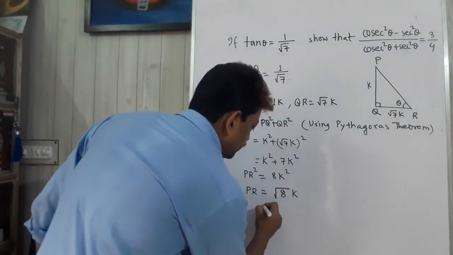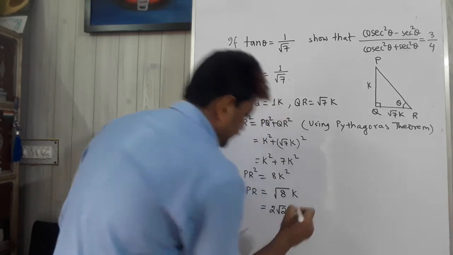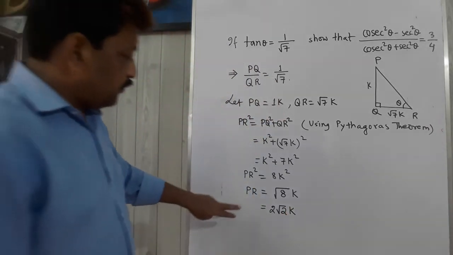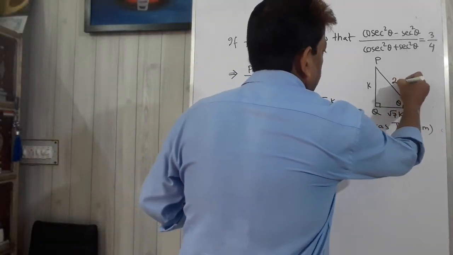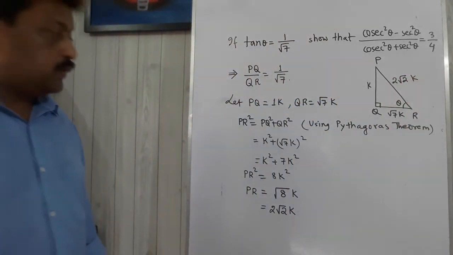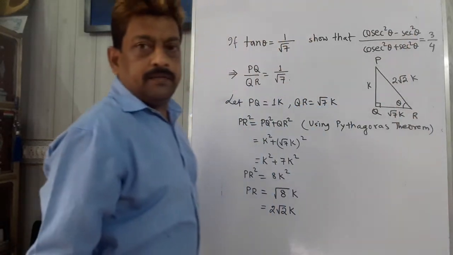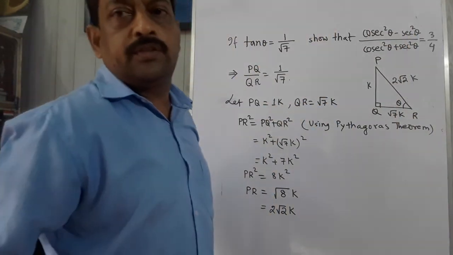So this can also be written as 2 root 2 k. Okay. So we have got the value of the hypotenuse, 2 root 2 k. Now we have to find the value of cosec theta and sec theta, then substitute the value in the question.